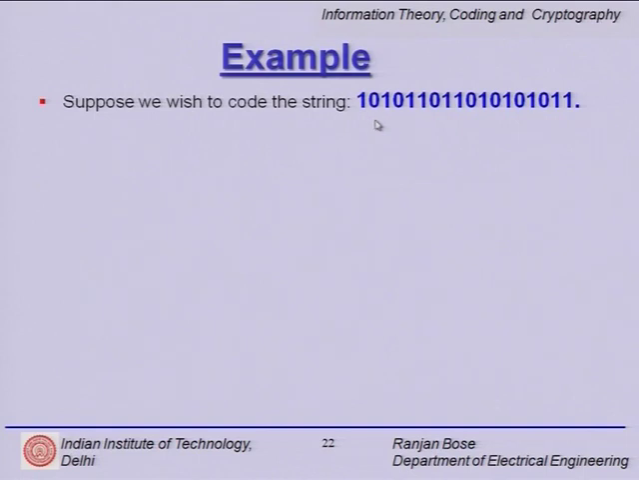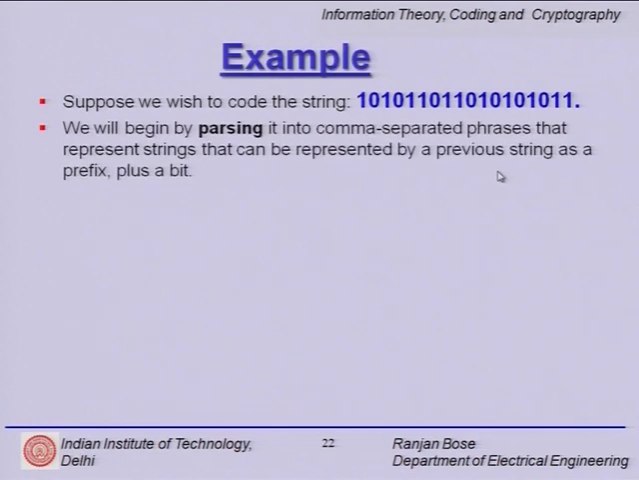Suppose we wish to encode this long string, 1010111011 and so on and so forth. This is our target bit stream to be encoded. We begin by doing something called parsing, which is a comma separated phrase that represents strings that can be represented by a previous string.